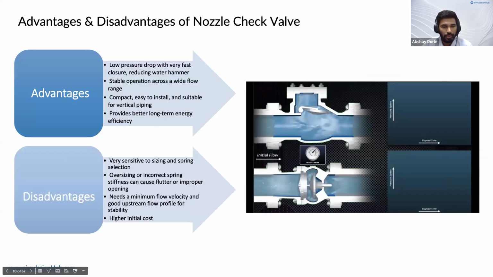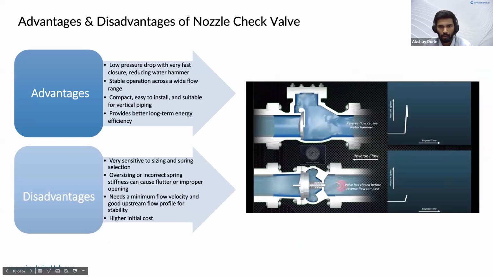So we have seen what slam is. We have also seen why nozzle check valves are called non-slam valves. So we'll just see what the advantages of nozzle check valves are. Due to their design, nozzle check valves provide very fast closure due to the springs. They act very quickly, and also the travel is very small. So that's one of the advantages.